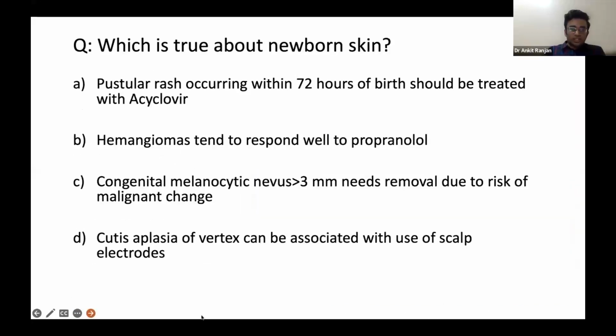So the next question is a small MCQ. Which is true about newborn skin? The first option: pustular rash occurring within 72 hours of birth should be treated with acyclovir. Hemangiomas tend to respond well to propranolol. The third: congenital melanocytic nevus more than 3 mm needs removal due to risk of malignant change. And cutis aplasia vertex can be associated with the use of scalp electrode. So which of these is true?